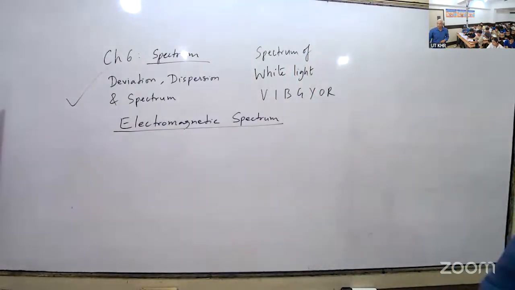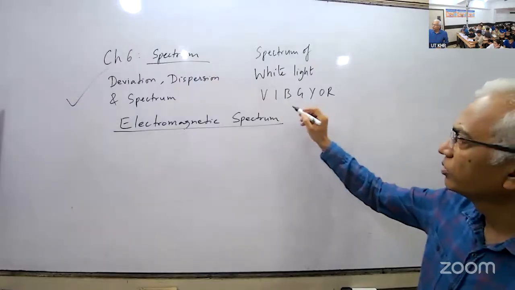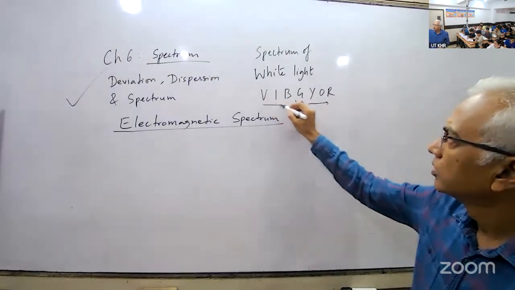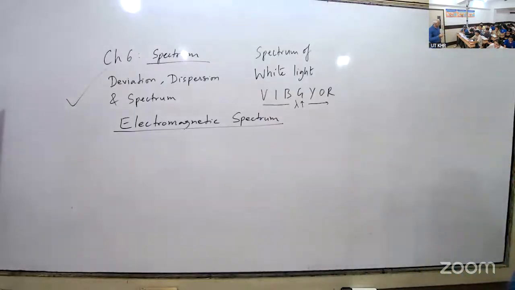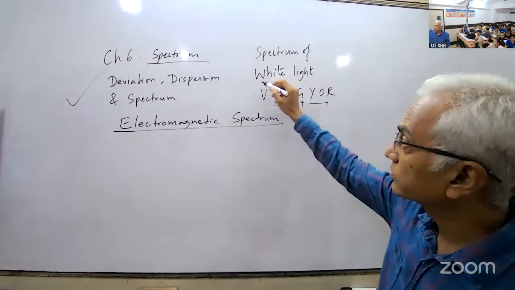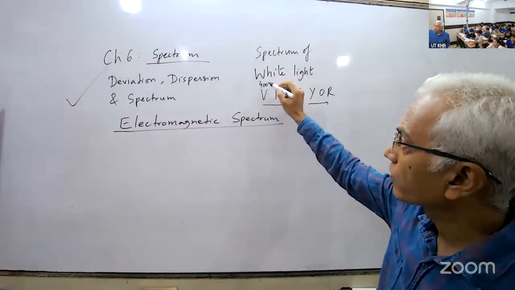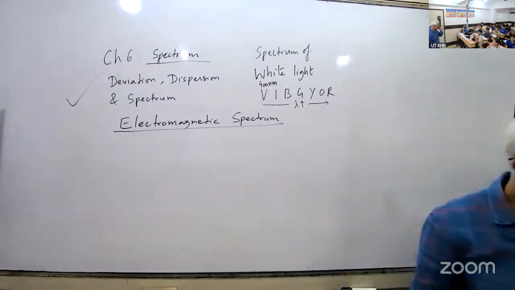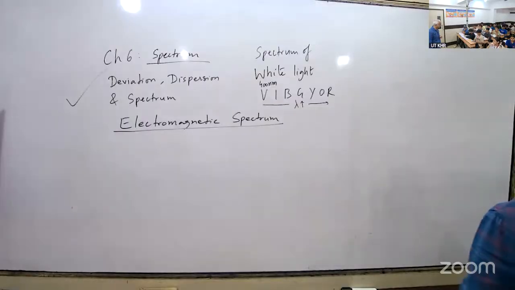You are familiar with this. As you go from left to right, what happens to the wavelength? It increases, right? So what is the wavelength of violet color? 4,000 angstrom or 400 nanometers.